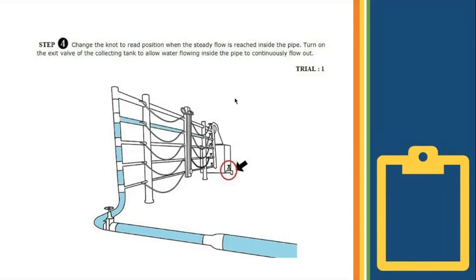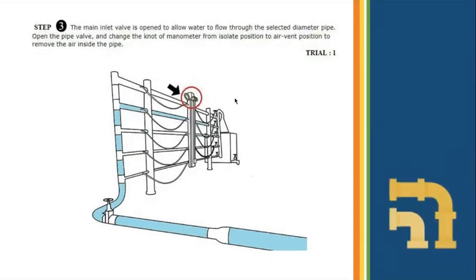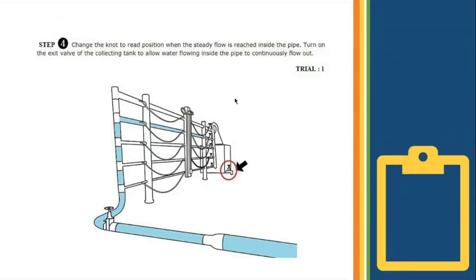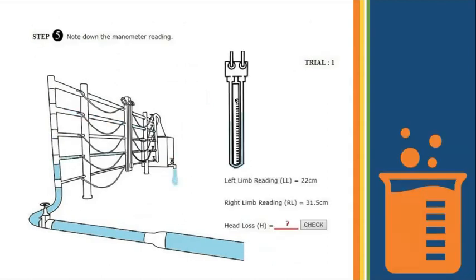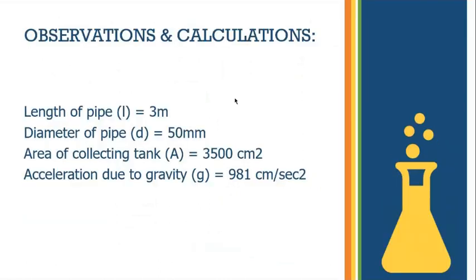Step 3. The main inlet valve is opened to allow water to flow through the selected diameter pipe, which is shown in the given diagram. Now step 4. Change the knot to the read position when the steady flow is reached inside the pipe. Turn on the exit valve of the collecting tank to allow water flowing inside the pipe to continuously flow out. Now we will note the manometer reading. As shown here, the left limb reading will be 22 cm and the right limb reading will be 31.5 cm, and the head loss will be calculated by the formula 12.6 times (left limb minus right limb).